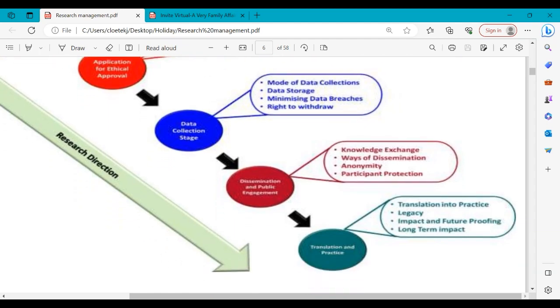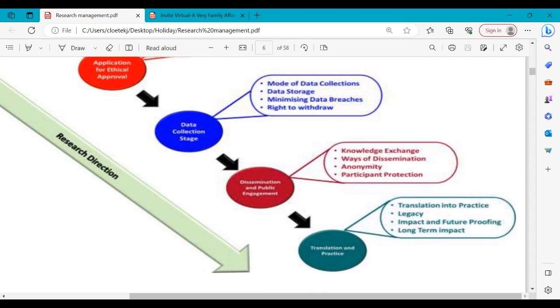Then sometimes, and not all research, sometimes our research may influence policy. It may translate into some practice or something, and it may have some long-term impact. And that is important right at the beginning of your research, to think about what impact my research will have. Will it change some policy? Will it help a community? What will be the end product of the research besides just advancing the knowledge?